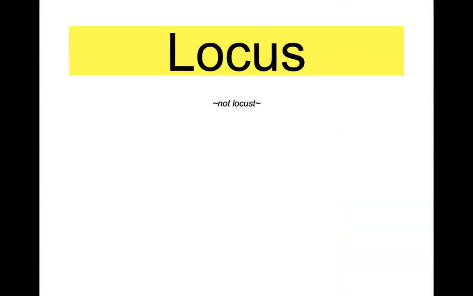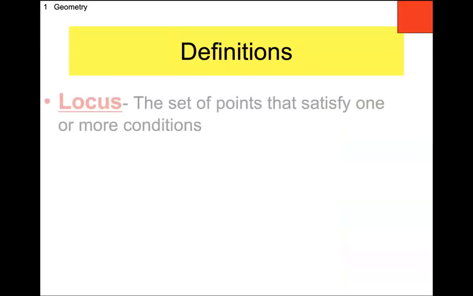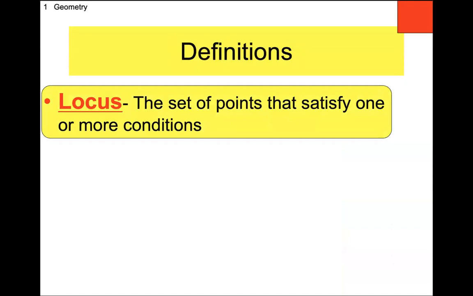And locus without a T is a math concept. So that's going to be our first definition of today. And that is, what is a locus? So a locus is the set of points that satisfy one or more conditions.